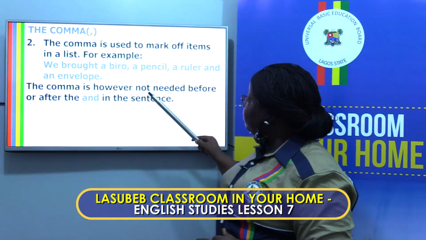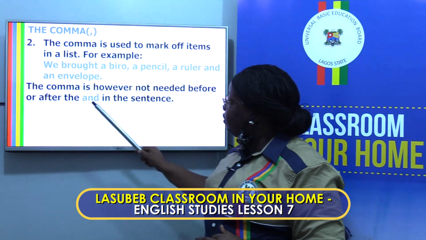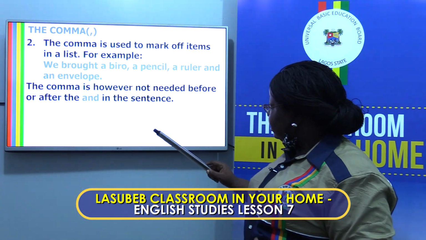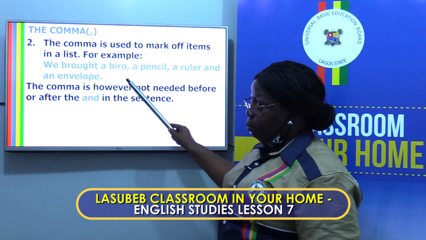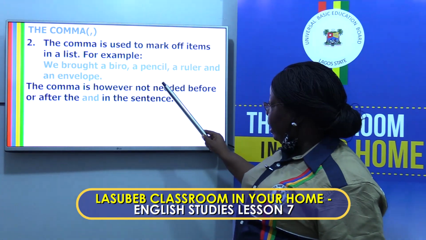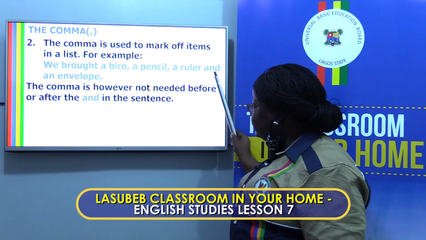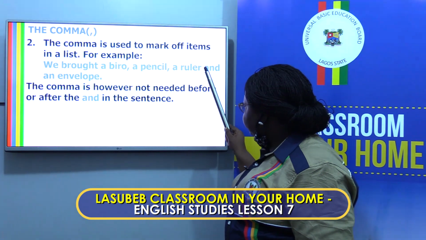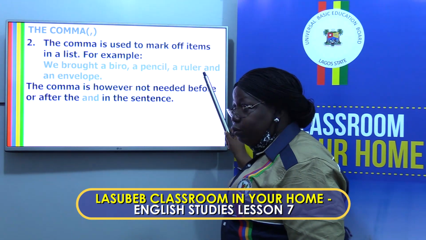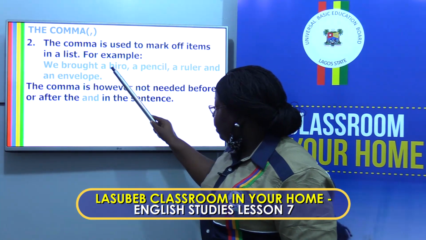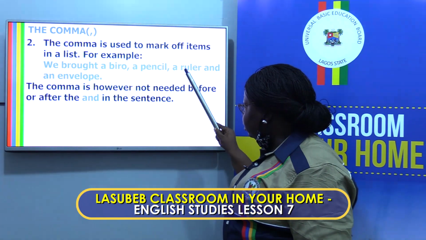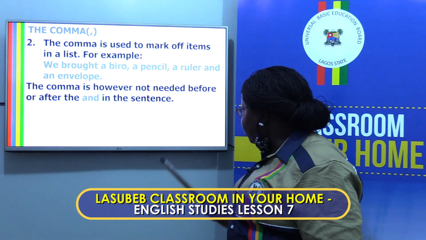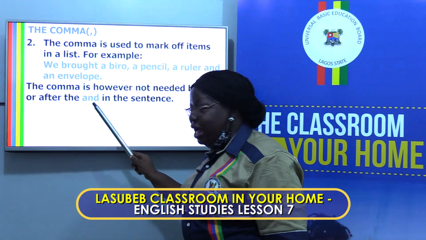The comma is, however, not needed before or after the and in the sentence. You could observe that we brought a biro, comma, a pencil, comma, a ruler, and an envelope. Because we have put and, we did not put comma after ruler, because comma is not needed before or after and.